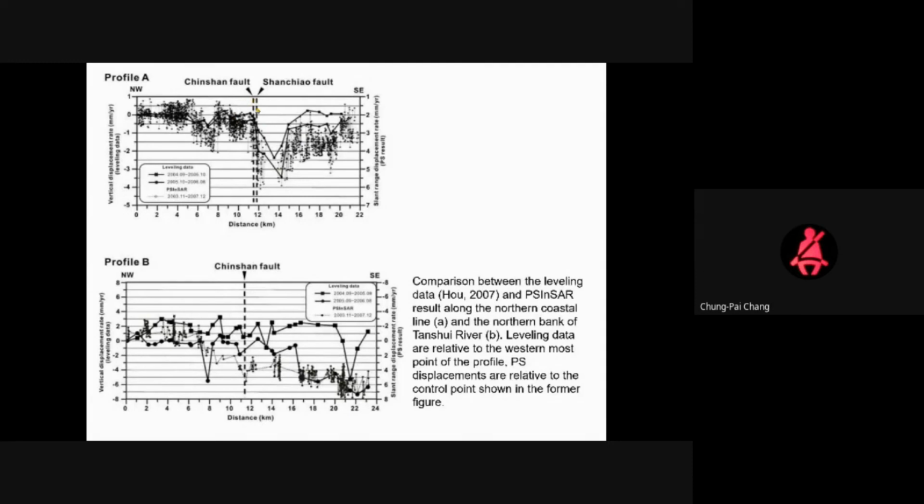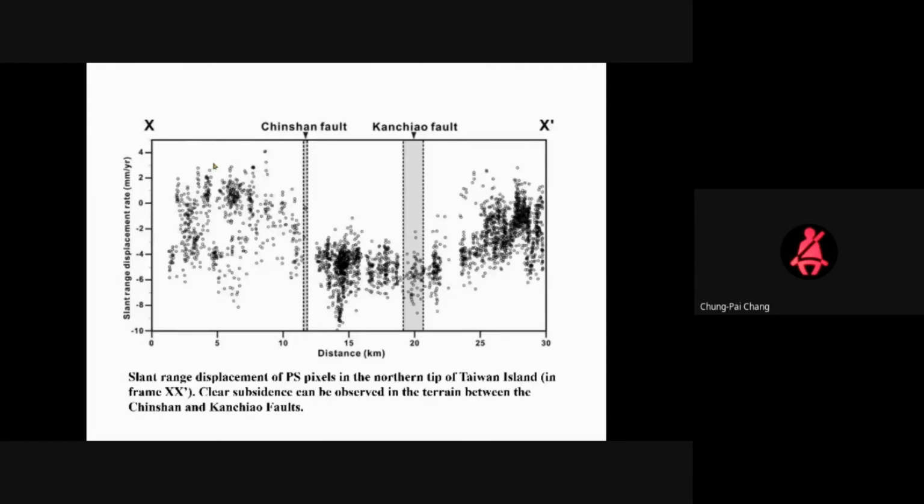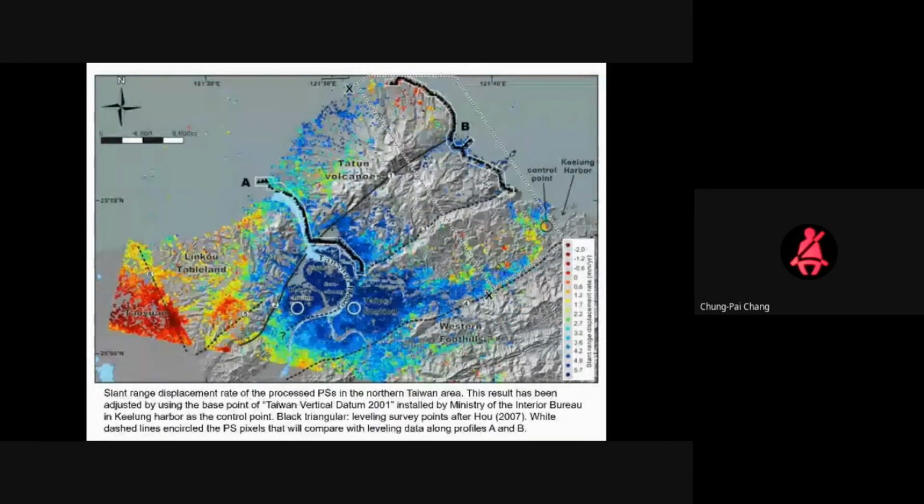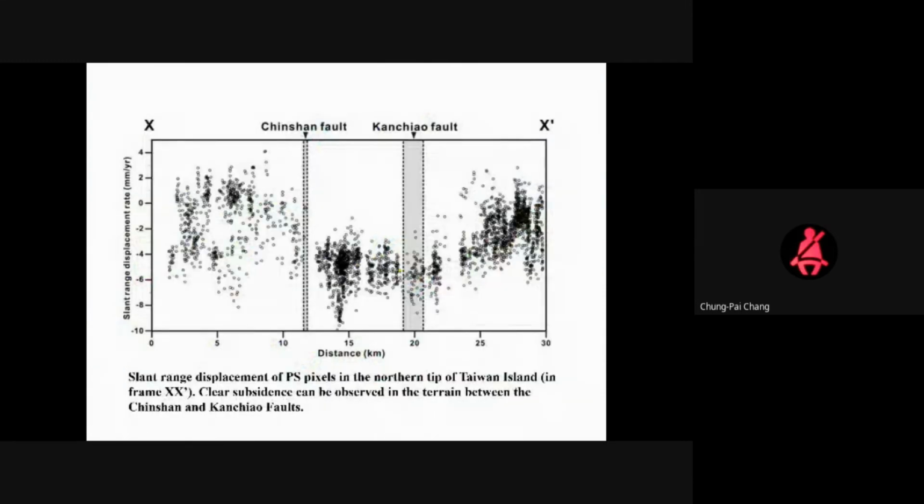You can see some displacement occurred along this fault. And if you check this X prime from here to here, you can see this part and this part are relative uplift, and this part is relative subsidence. So maybe between these two blocks, there was some displacement during this period.